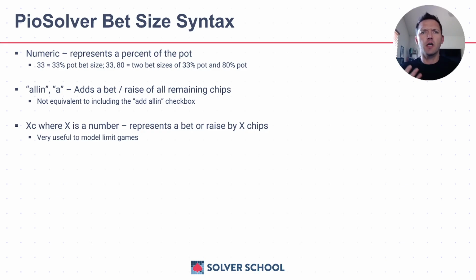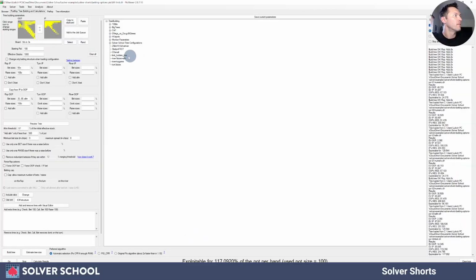I think this is one of those concepts that's a little easier to understand when you actually see how this operates within the user interface. So we'll hop over into Pio and I'll show you how this works. The chip options are really only useful for you when you are building out limit game trees, but actually it can be really, really good to use a tool like PioSolver to solve limit streets if you'd like to.